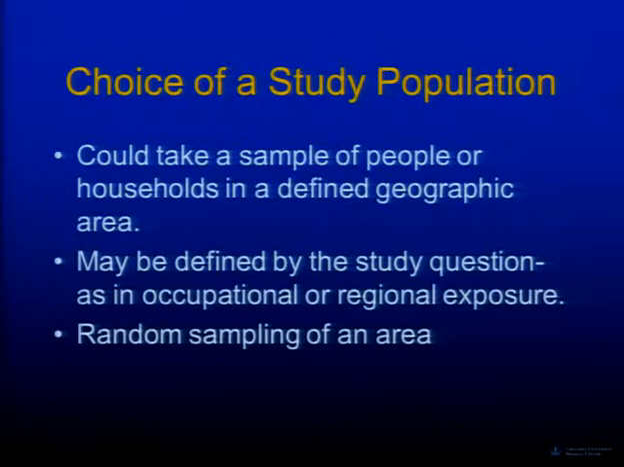So we choose what our study population is, whether it's this class or it's everyone in Washington Heights, everyone in New York City, or everyone in New York State. We can choose whatever the population is.